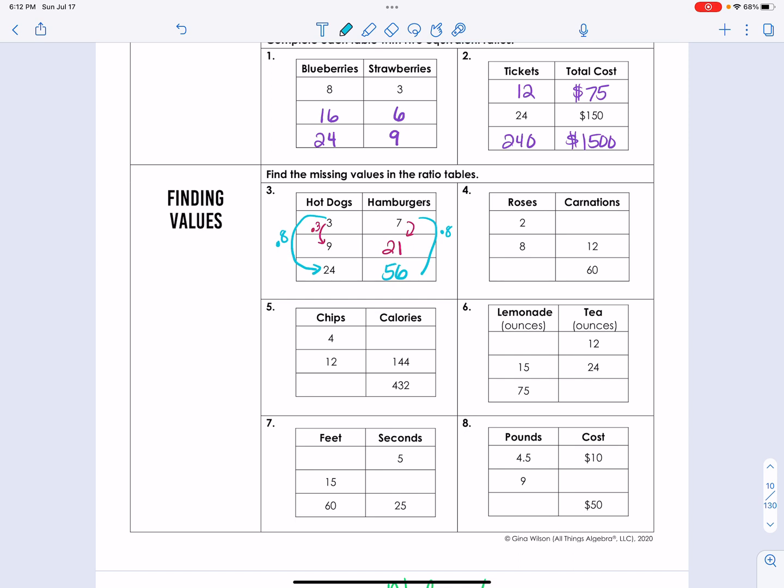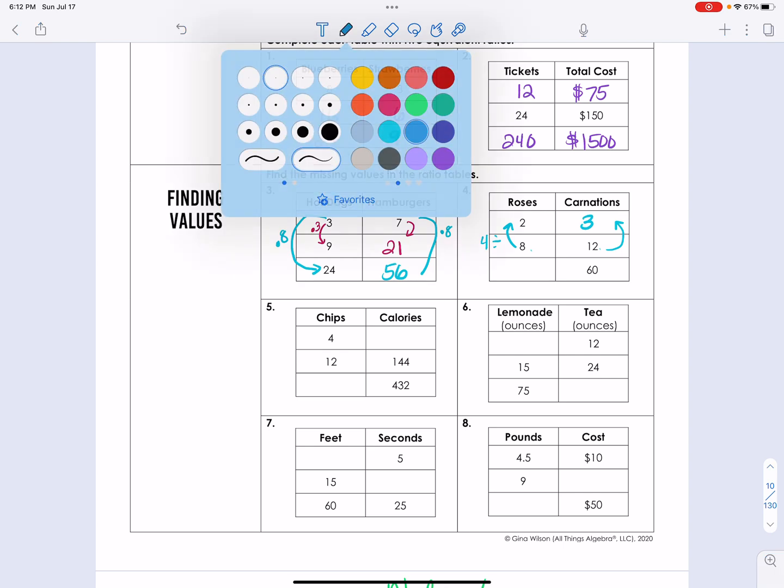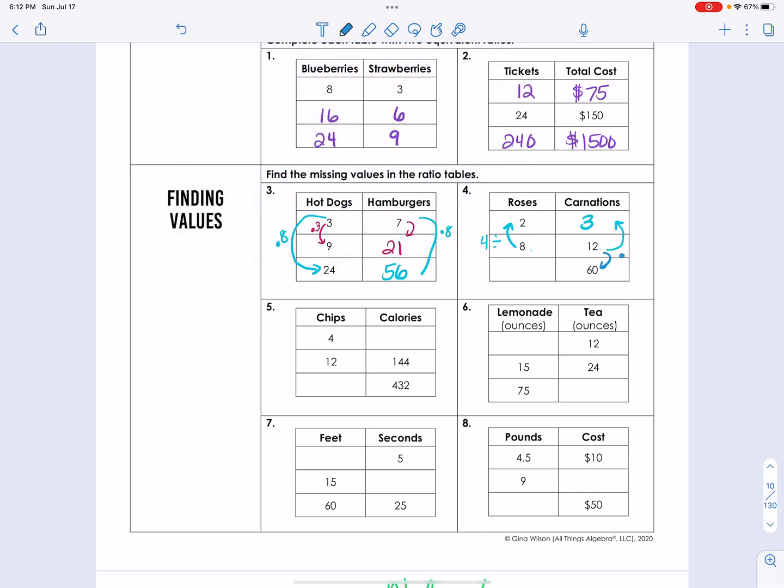If this is 8 roses and 12 carnations, here I divided by 4. So if I divide by 4, this has to be 3. Then from here to here, I timesed by 5. So if I times by 5 here, then this has to be 40. You're going to have to look at each piece.